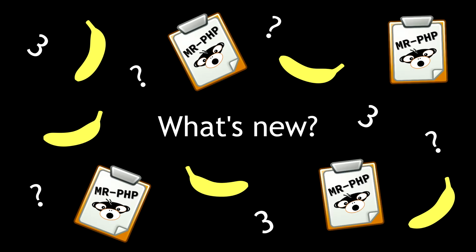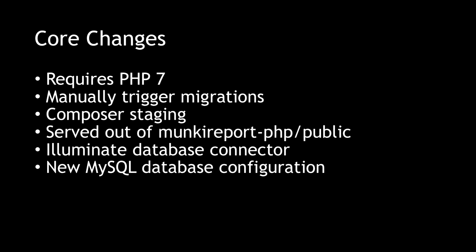Now that we've had a quick review of what MunkiReport is, let's see what's new. Version 3 of MunkiReport has some big core changes. The first and maybe most notable is that it now requires PHP version 7, which is the version you want to upgrade to because it has a faster runtime engine, security enhancements, and features oriented for the future. And on top of that, PHP version 5 will be discontinued or end-of-lifed later on this year.